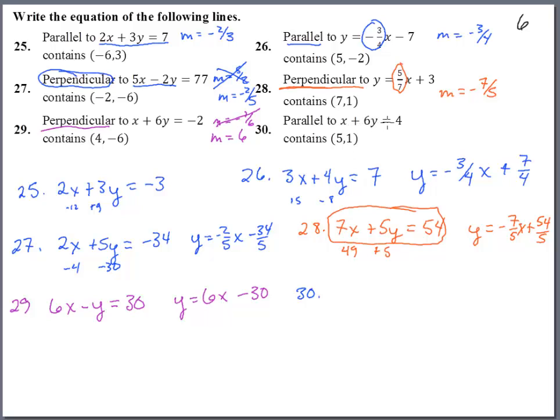Parallel to x plus 6y equals 4, so the slope on that is a negative 1/6. So we've got to stick with that negative 1/6 slope, so we're going to have x plus 6y. And look at that, you can tell they both have the same slope. Equals, we've just got to stick a 5 in there and a 1 in there. So that is 11. Okay.